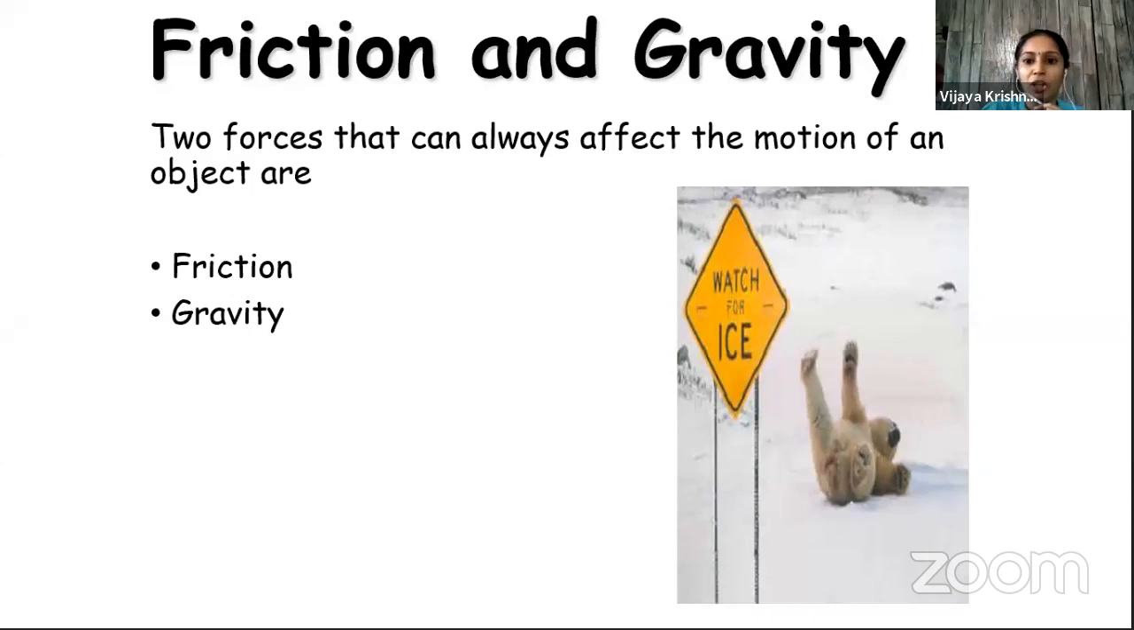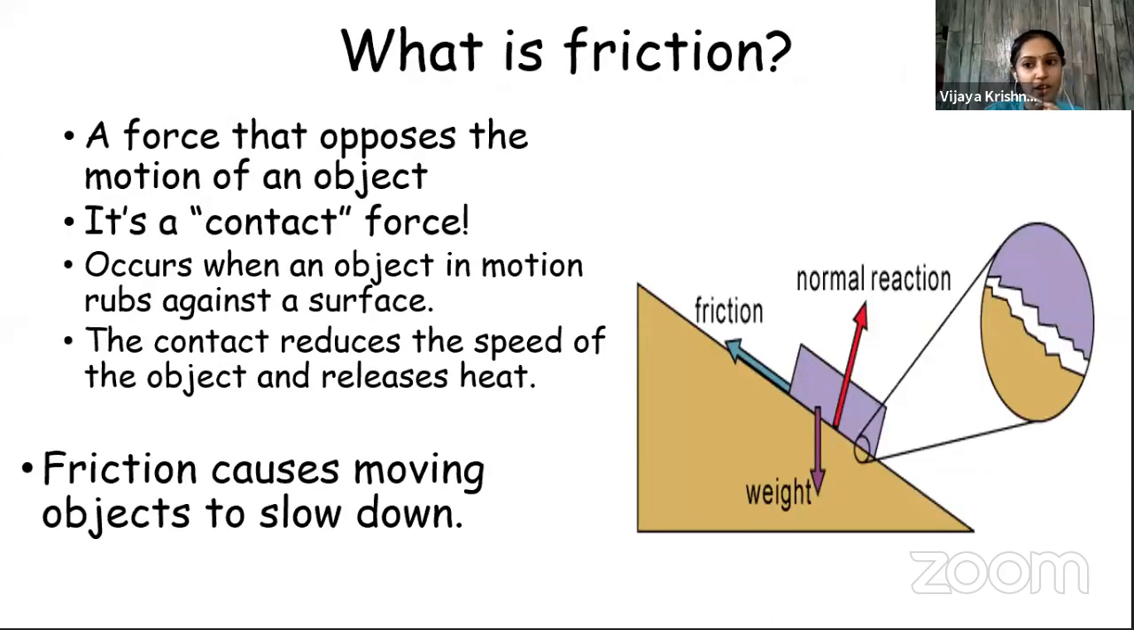So let's talk about friction. What is friction? Friction is a force that is going to oppose the motion of an object. Now, as we saw earlier, it is a contact force. So for friction to happen, you need the force to be in contact with surfaces. Now, it happens when an object is in motion and it rubs against the surface. Now, contact reduces the speed of the surface and also releases heat in the process. Friction is that force which is going to cause slowing of the motion.